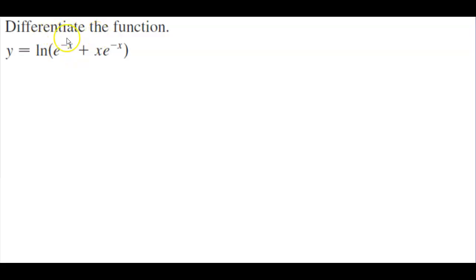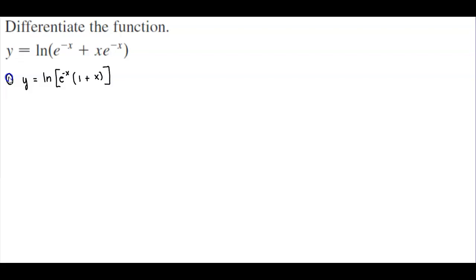Okay, here we want to differentiate the function y, which is equal to the natural log of e to the negative x plus x e to the negative x. So the first thing we can do, before we start to take the derivative of this function, is simplify this. So this is the natural log of, we can factor out the e to the negative x. So it's e to the negative x, and then what would be left is 1 plus x.